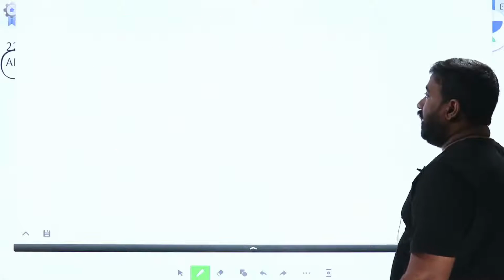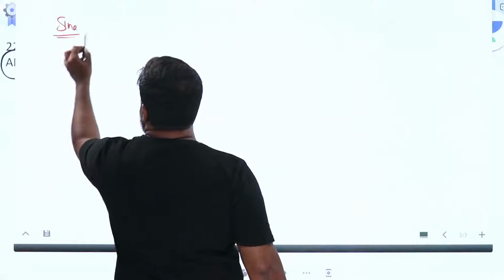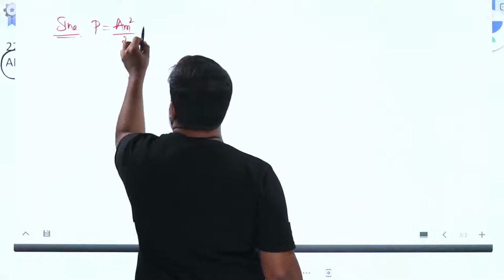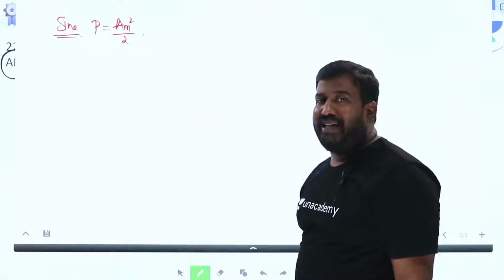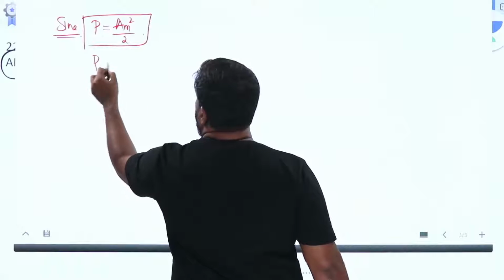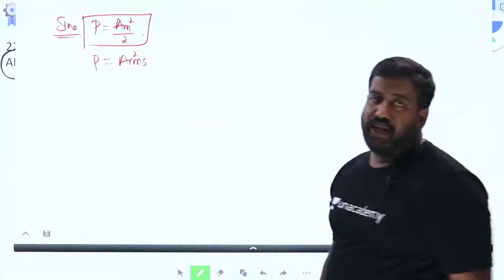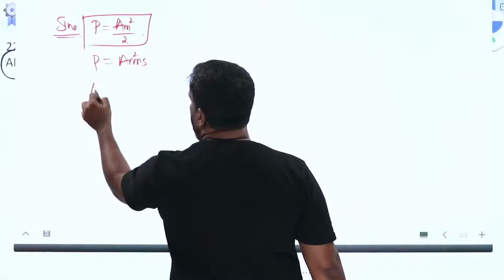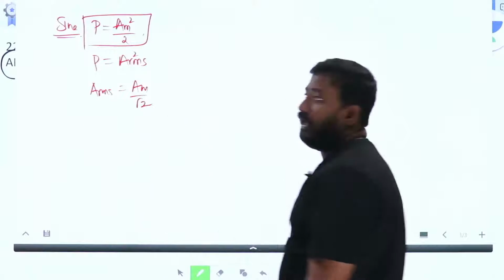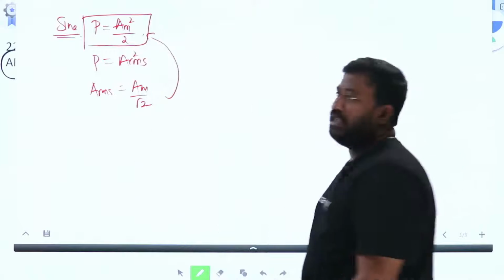If you consider sinusoidal input, for sinusoidal input what happens? For a sinusoidal input, power P is Am square by 2. How did you get this? Power is A RMS square. For sinusoidal input, A RMS is Am by root 2. Substituting, you get the power as Am square by 2. That is for sinusoidal input.